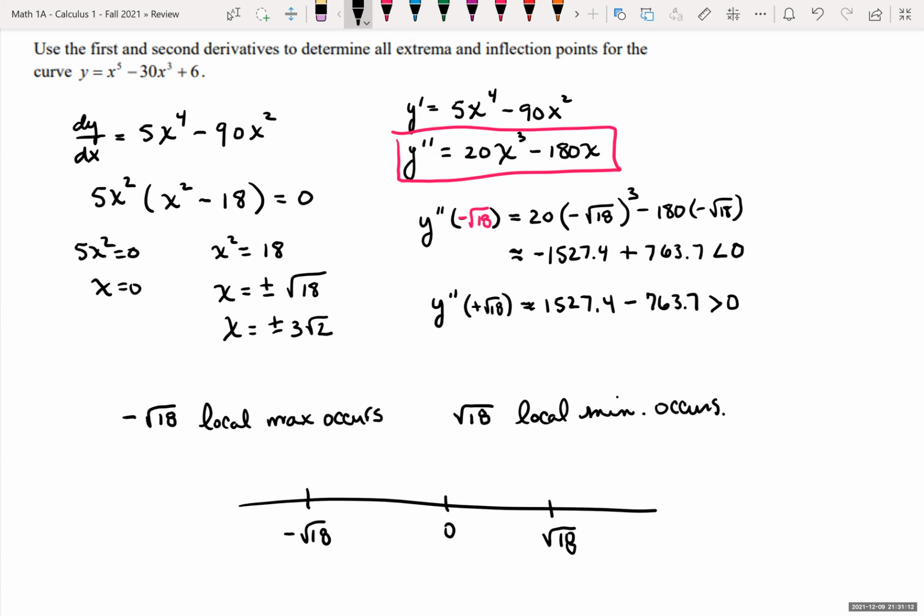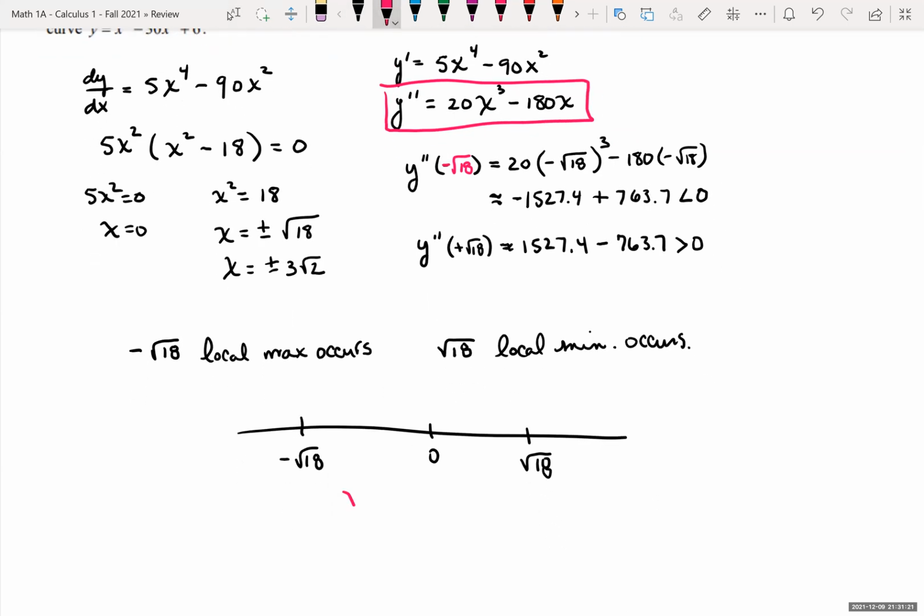So let's look at something between negative root 18 and 0. Maybe let's look at x equals -1. If we plug that into our first derivative, just to see if it's increasing or decreasing, I get 5 times -1 raised to the 4th power, so that's just 5, minus 90 times -1 squared. So 5 minus 90 is going to be less than 0. So we know it's decreasing here.